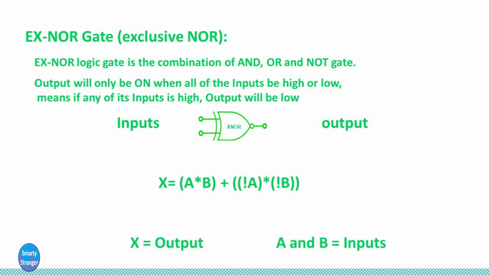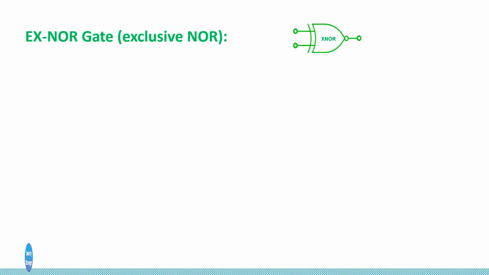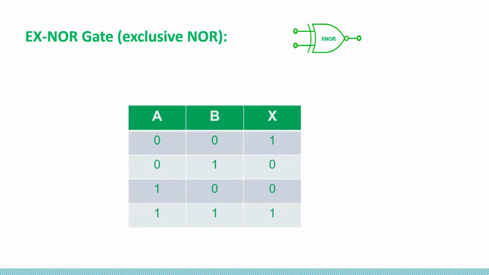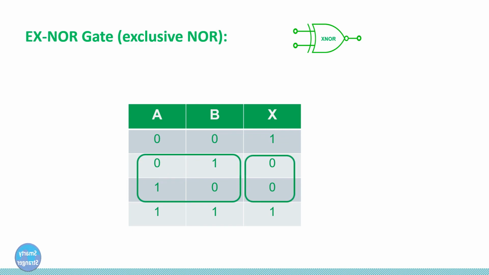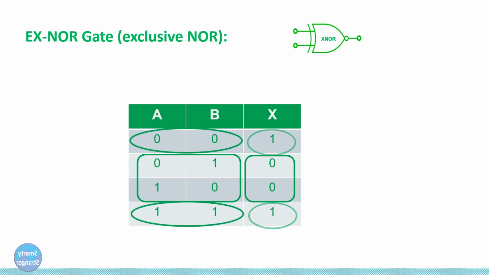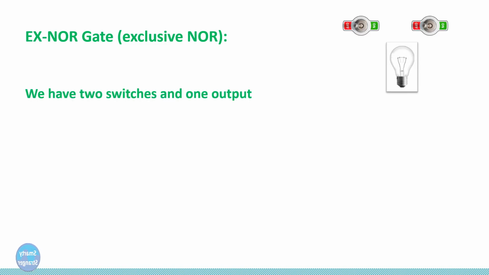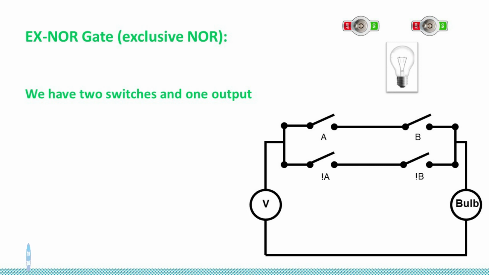Here X is the output. A and B are the inputs. If we draw its truth table, it would be like this. Consider in table. When any of its input is high, output will be low. And when both inputs are low or high, output will be high. Now we try to understand this concept by making its electrical circuit. It would be like this.